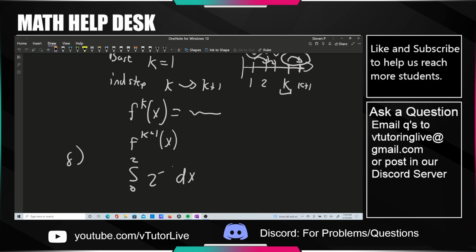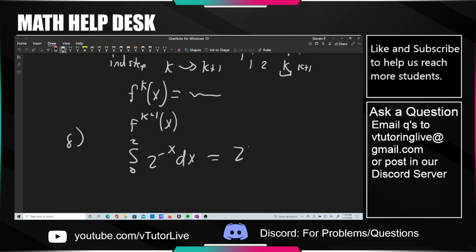I don't know what I can say here other than just really check your rules. Remember, integration is kind of the opposite of derivatives. So they're kind of claiming that this is equal to 2 to the minus x plus 1 and minus x plus... They're claiming that this is the integral.